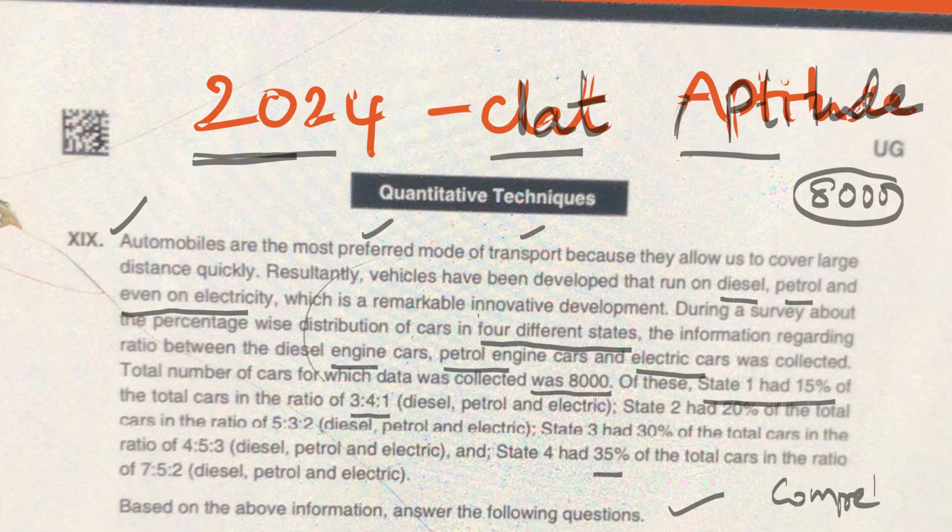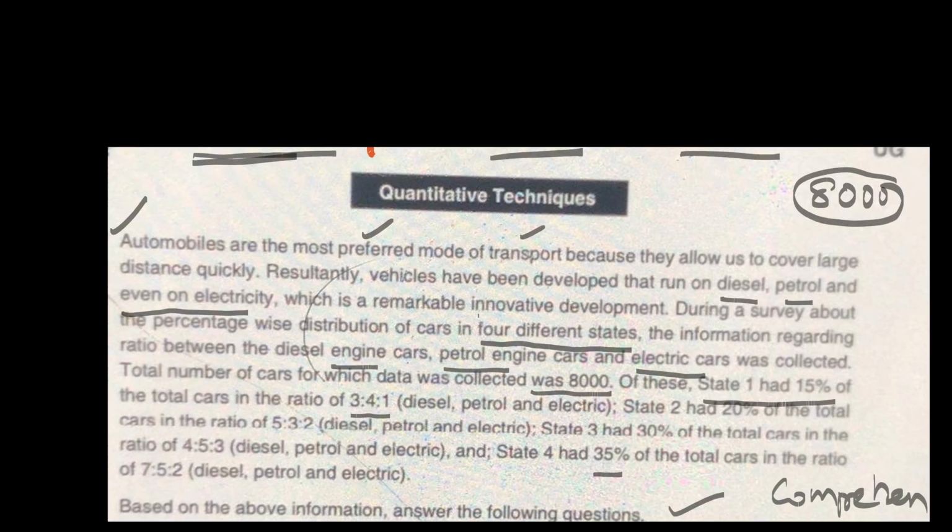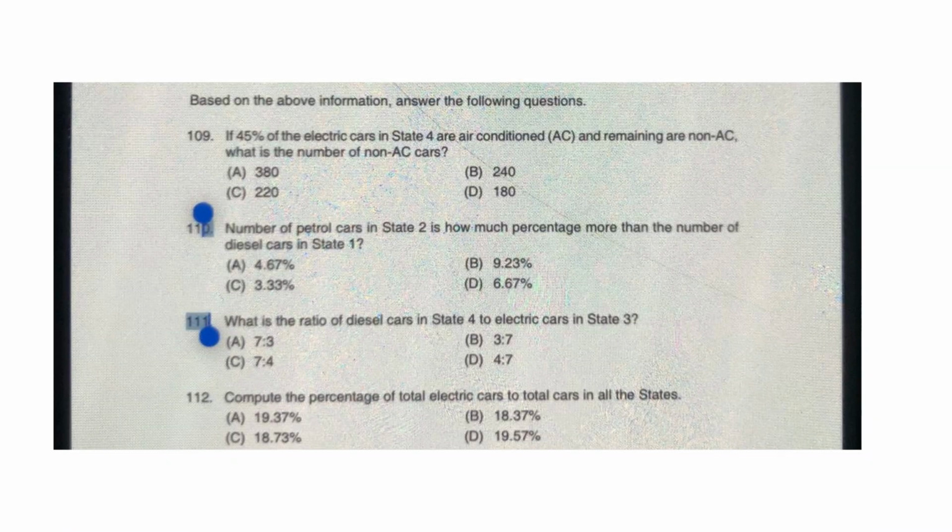Based on the above information, a comprehension passage is given to test the analytical skills to analyze the situation. This is very useful even after completion of law. Some basic questions are given, like: 40% of the electric cars in state 4 are air conditioned, AC, and the remaining are non-AC. What is the number of non-AC cars?